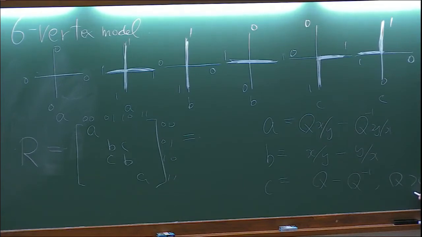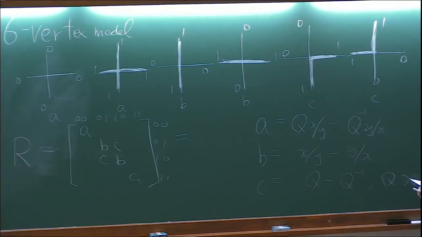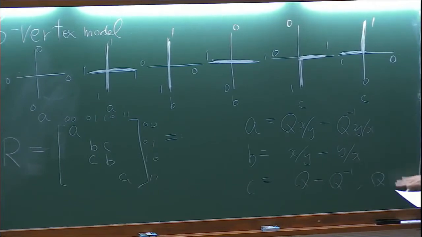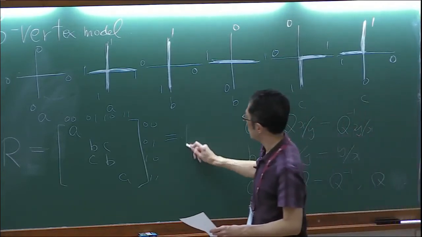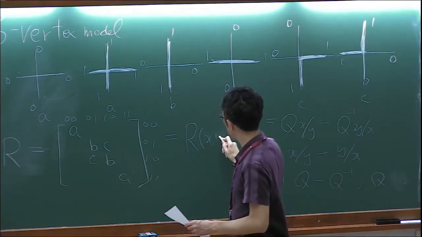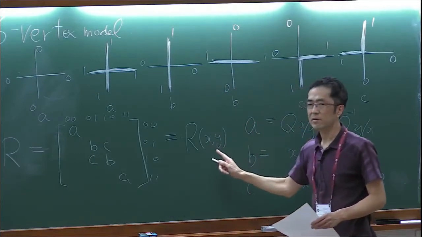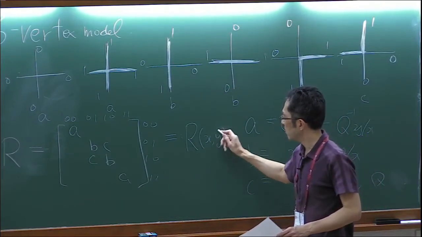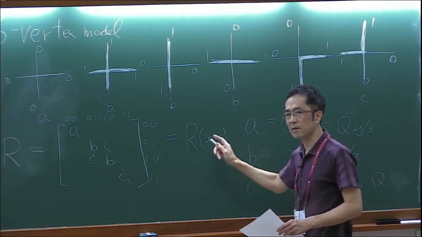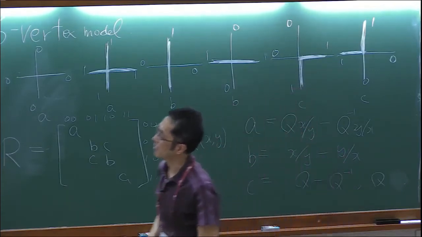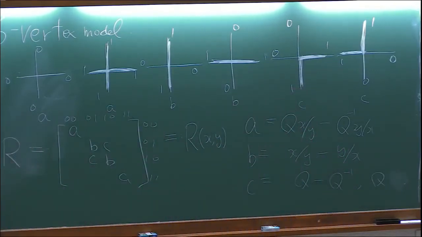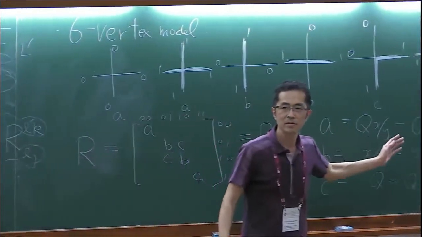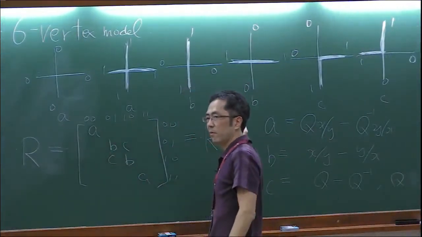And Q is just a parameter, positive, maybe not really positive. For the moment, this is just a parameter. And in this case, let's denote this weight as R of XY. Of course, this can be written as a single variable matrix, X over Y, but we could also write it like this. X and Y are some auxiliary parameters to parameterize these weights.